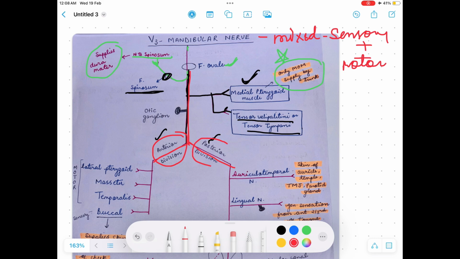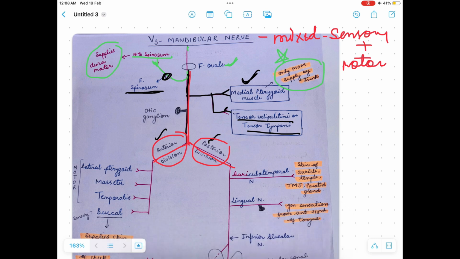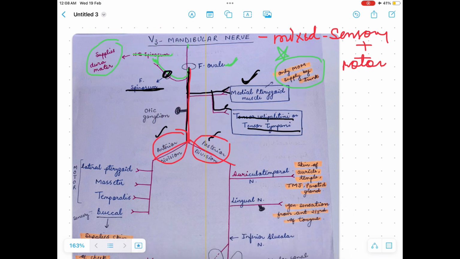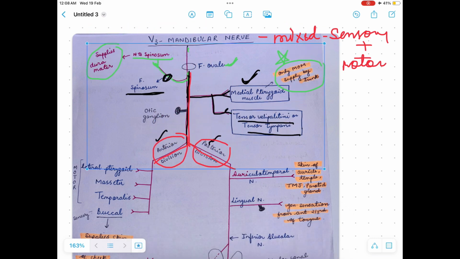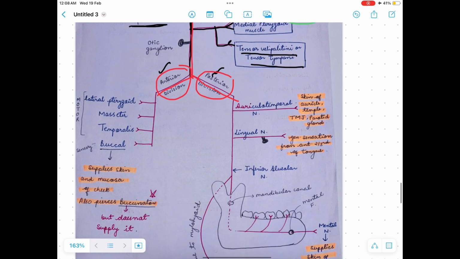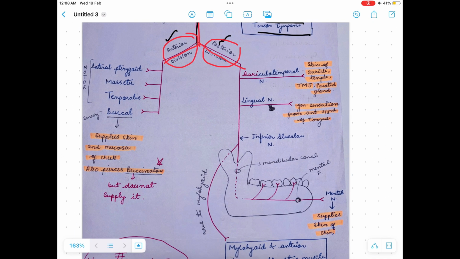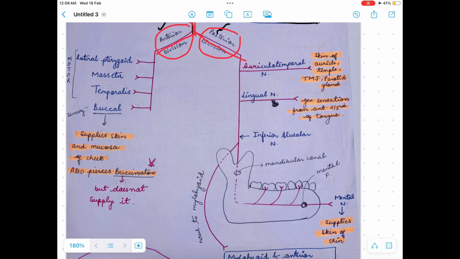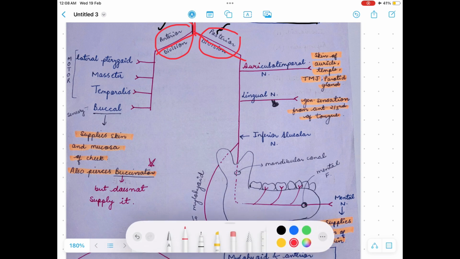The first is the anterior division and the posterior division. Okay students, I hope till here the topic is clear. So the mandibular nerve divides into anterior division and the posterior division. So anterior division supplies lateral pterygoid, masseter, temporalis and the buccal.